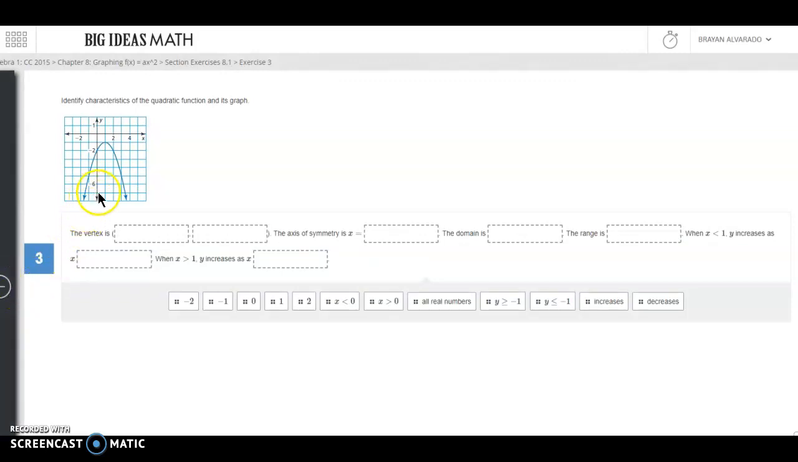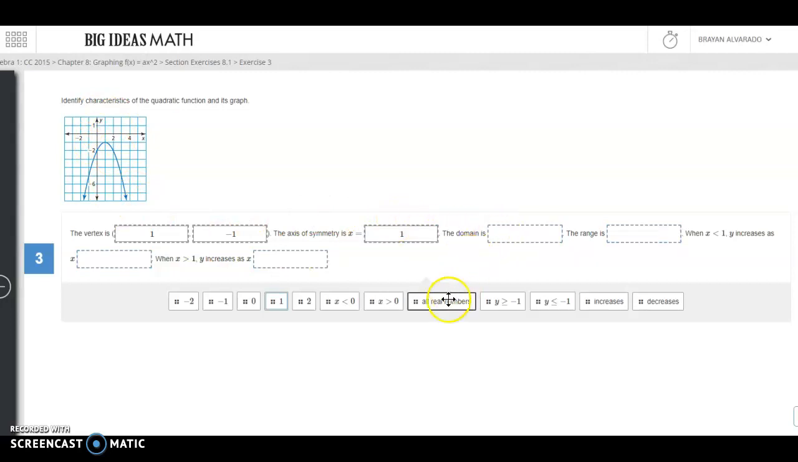It's going down, so we can take a look at that. On this one, they are counting by ones. So this vertex is one from the origin, one spot to the right and one down. That means its coordinates are (1, -1). So I'm going to drag a 1 into the first spot and a -1 into the second. I can always check my answer as I go along, and it tells me so far I'm doing fine. Now the axis of symmetry is always x equals whatever this number was. So it was a 1, which means it's a line that goes through the vertex, x equals 1.